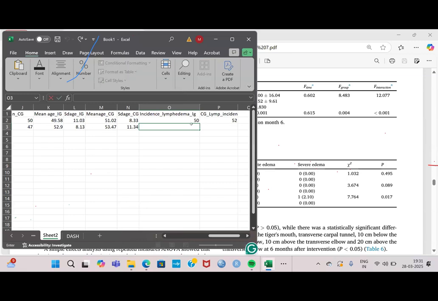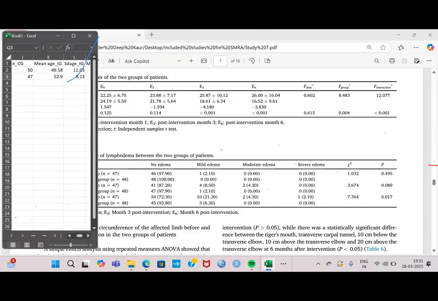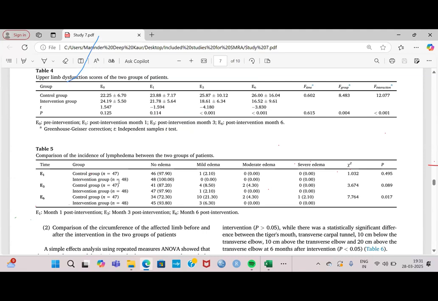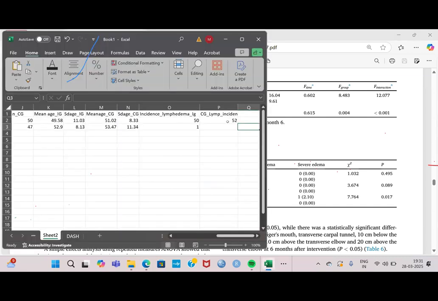Incidence. Okay, what about the control group? You see the control group, 47 participants are in the control group, out of which 4 participants are having a mild edema, moderate edema is present in 2 patients, and 0 participants in the control group have a severe edema. So the total number is 6, 4 plus 2 is 6. So I will add 6 in the column. So 6 in the column. So this is the incidence of lymphedema.